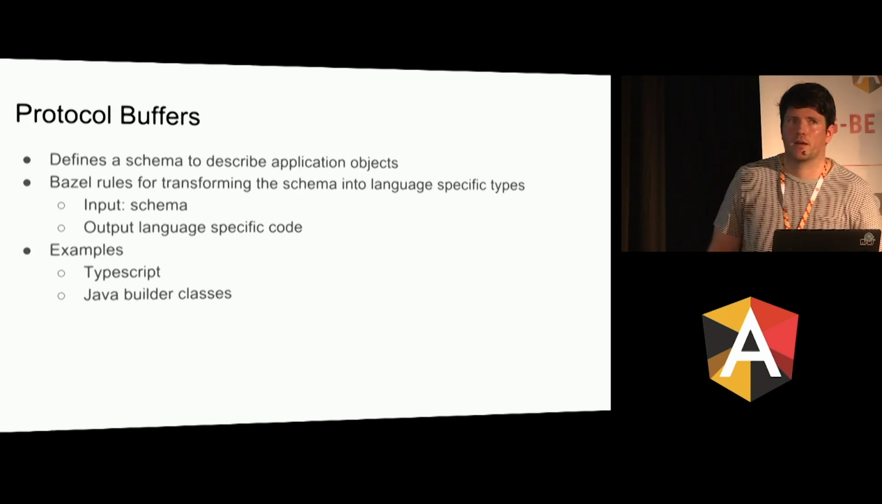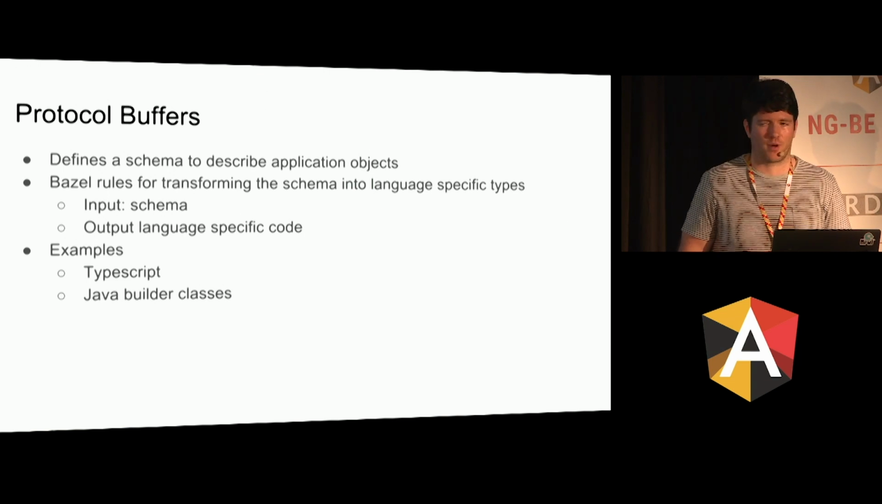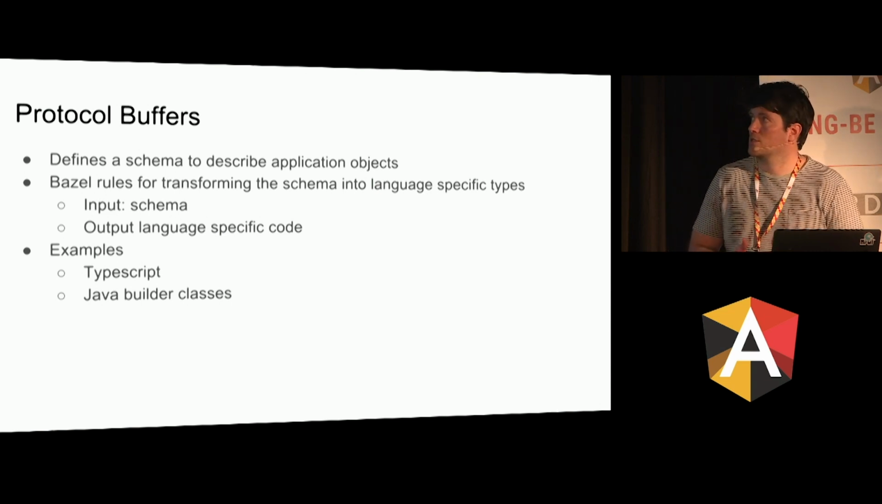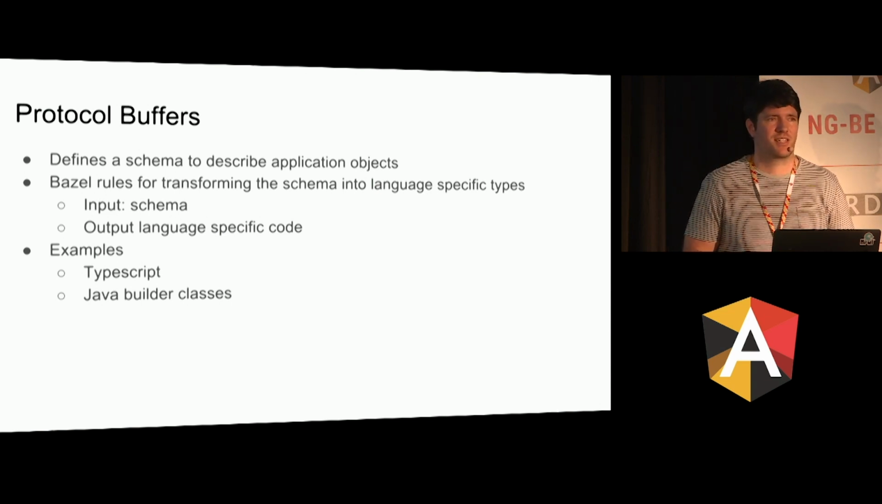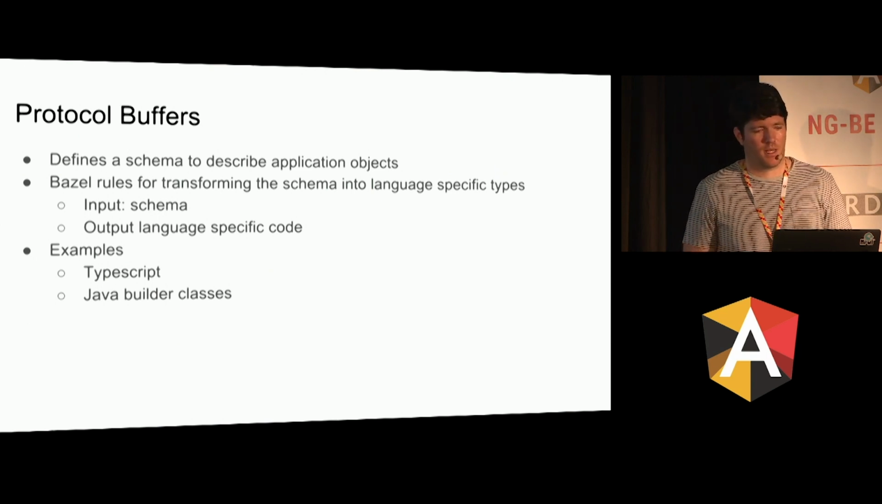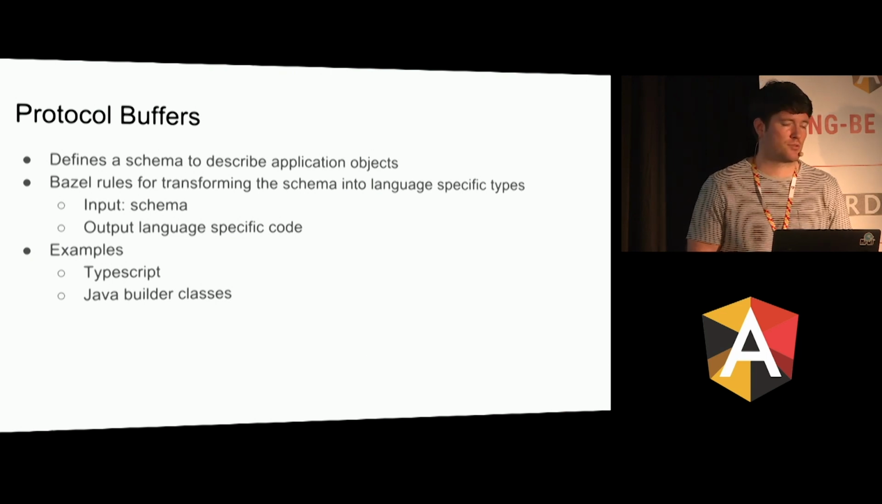And so how can we do that? Obviously, you can't share types directly between Java and TypeScript because those are not compatible languages, right? But what we can do is use this concept called protocol buffers, which essentially is a way to define a schema that describes application objects. And you then have Bazel rules for transforming the schema into language-specific types. So the input is the schema, and the output is language-specific code. And like I mentioned earlier, I'll show you an example with TypeScript and Java.